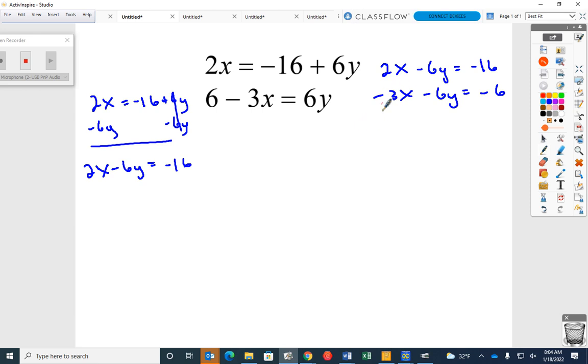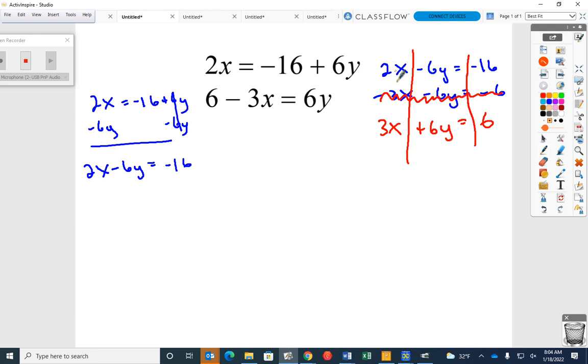So this negative 3x becomes what? Positive 3x. This negative 6y becomes a what? Positive 6y. And this negative 6 becomes a what? Positive 6. So these are eliminated. I mean, they're gone. So now I can combine stuff. Can I combine? Remember, separate your columns.